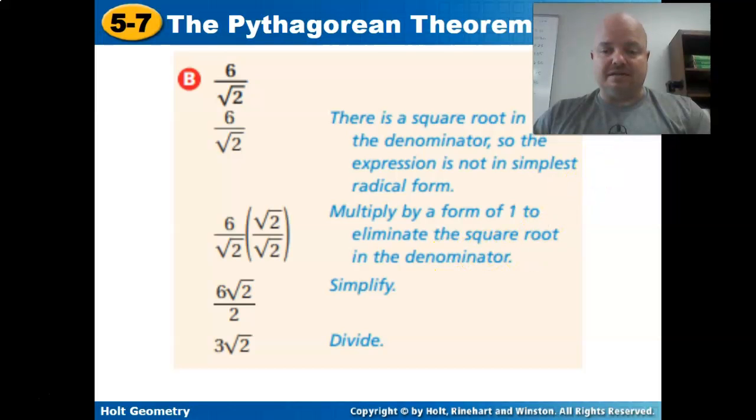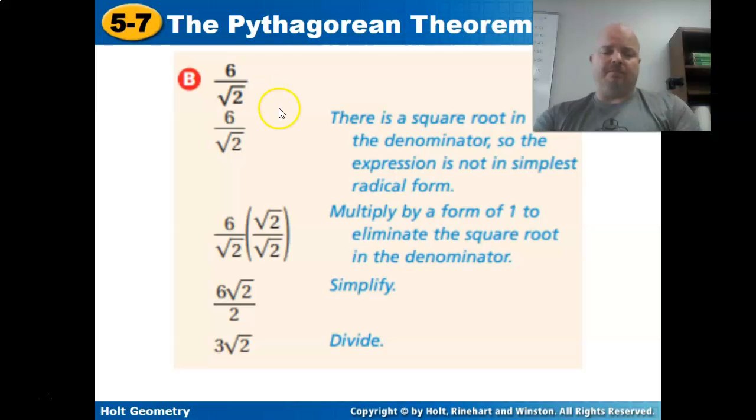Here's a second situation right here. Now we've got the square root in the denominator. Now we have to do a process called rationalizing. And we take advantage of the fact that anytime you multiply by 1, you don't change the value. So we're going to multiply by a very fancy looking version of 1, in this case root 2 over root 2. Why did we do that?